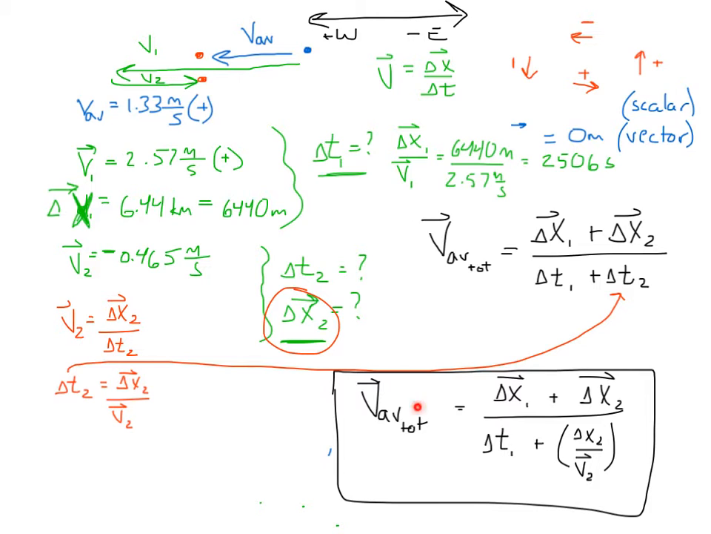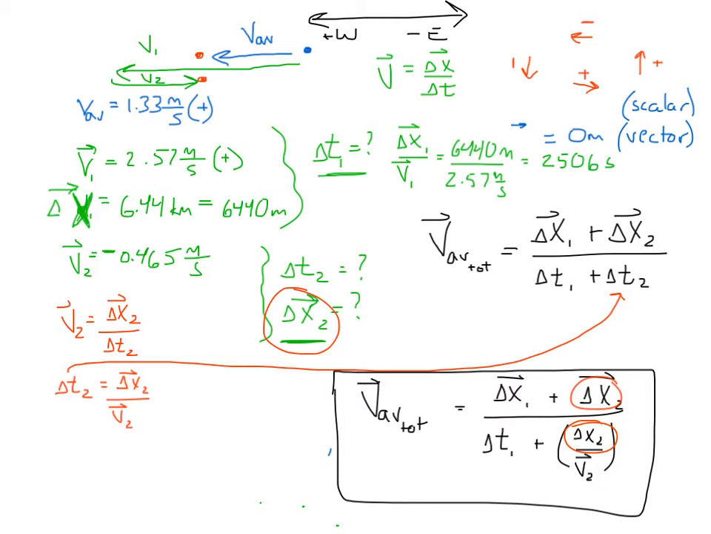Do we know average velocity for the total trip? Yes. Displacement 1, yes. Displacement 2, we're solving for, right? So we don't know that. Do we know time 1? Yes, we figured that out up here. Do we know velocity 2? Yes, we do. And displacement 2, we are solving for.